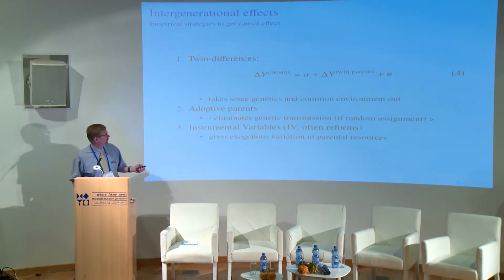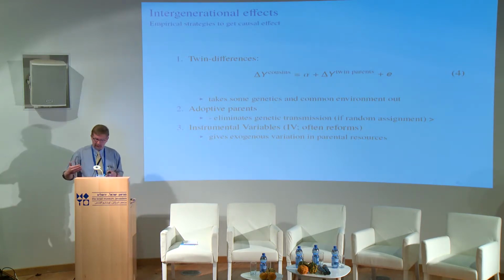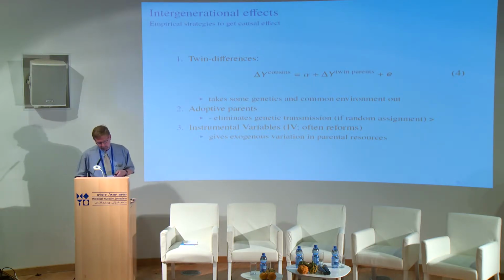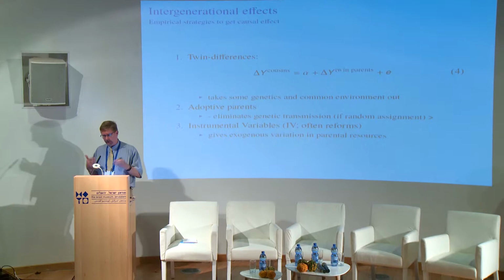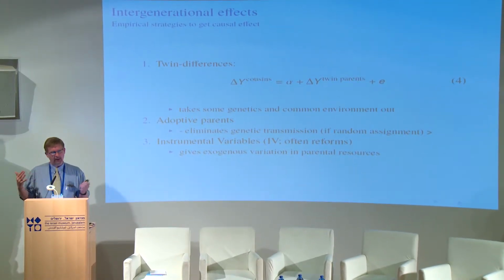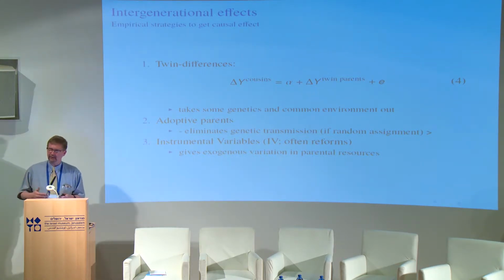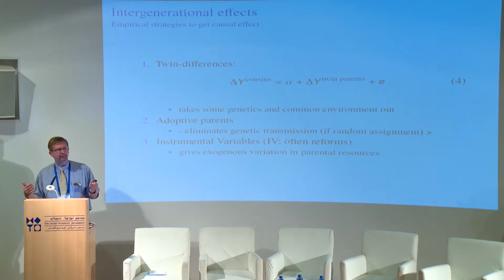Another popular approach is to use adoptive parents, which eliminates, at least in principle, genetic transmission if adoptive children are randomly assigned to the adoptive parents. And the third, possibly most convincing, depending of course exactly on the details, is to use an instrumental variable strategy, to use some kind of reform or other fluke of nature that modified the parental characteristics in ways which can be reasonably argued to be exogenous. So comprehensive school reform is one example that had been used if parents were affected by that. There are examples from the US of casinos being built on Native American reservations and such things which modify the characteristics of the parents.